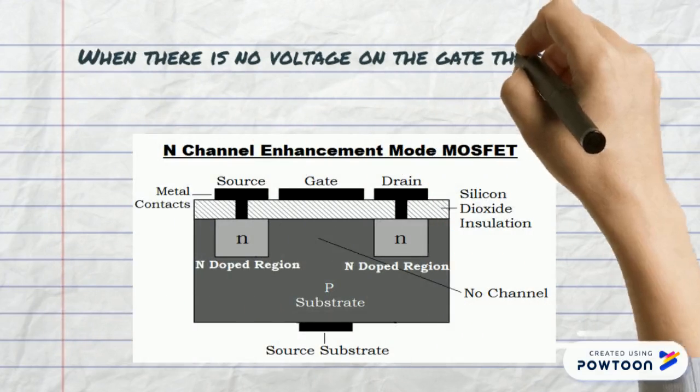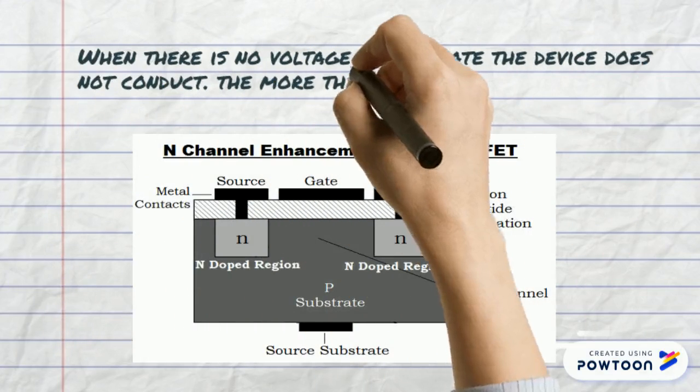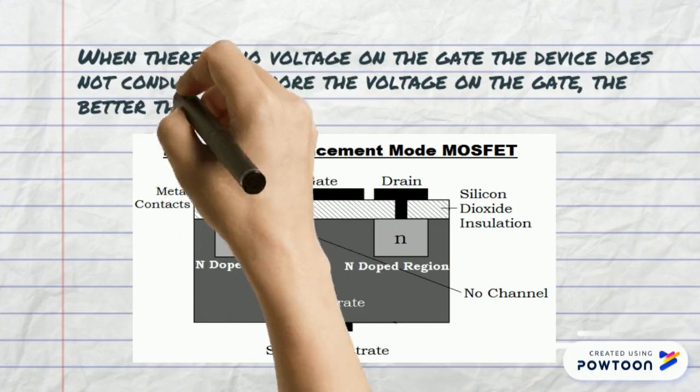When there is no voltage on the gate, the device does not conduct. The more the voltage on the gate, the better the device can conduct.